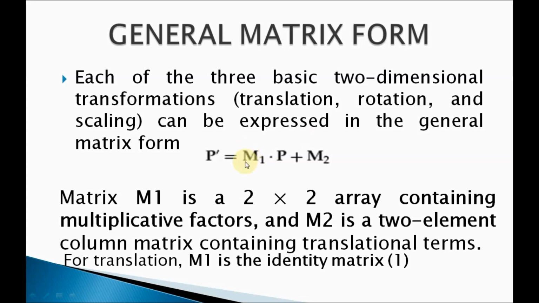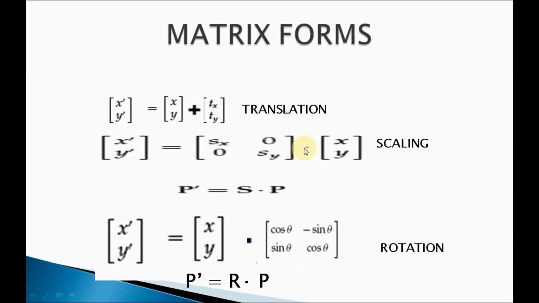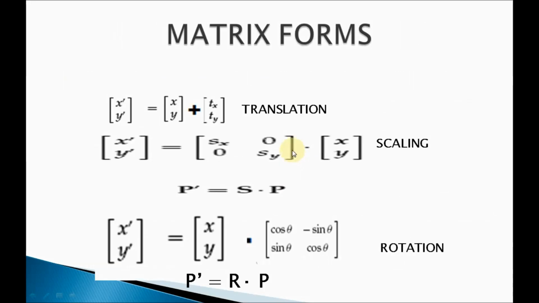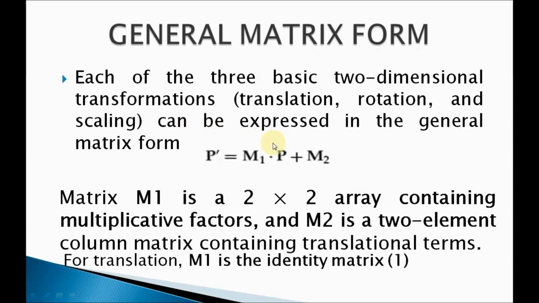You know that rotation and scaling use the multiplication operator. That's why you can represent rotation and scaling using the M1 matrix. In the same way, translation uses the addition operator, right? That's why translation uses the M2 matrix. Getting, guys?